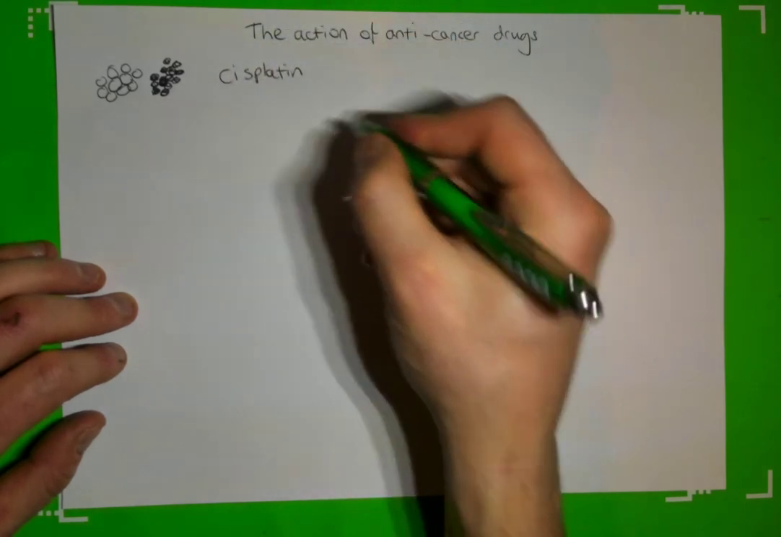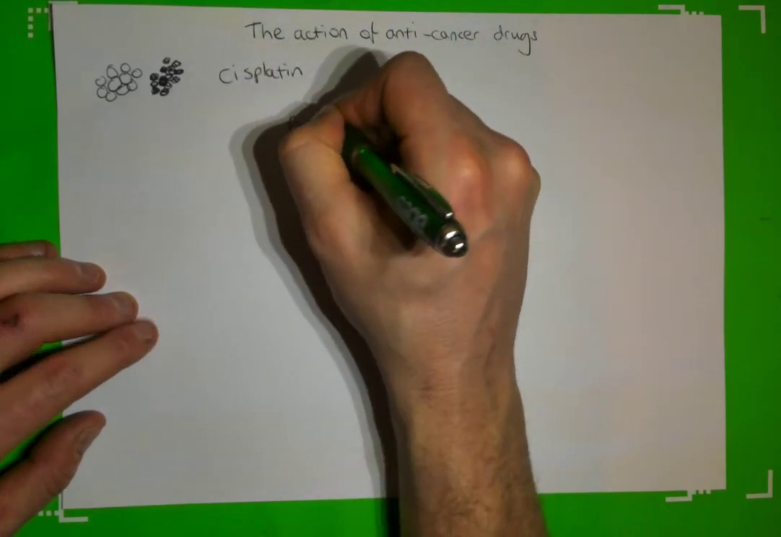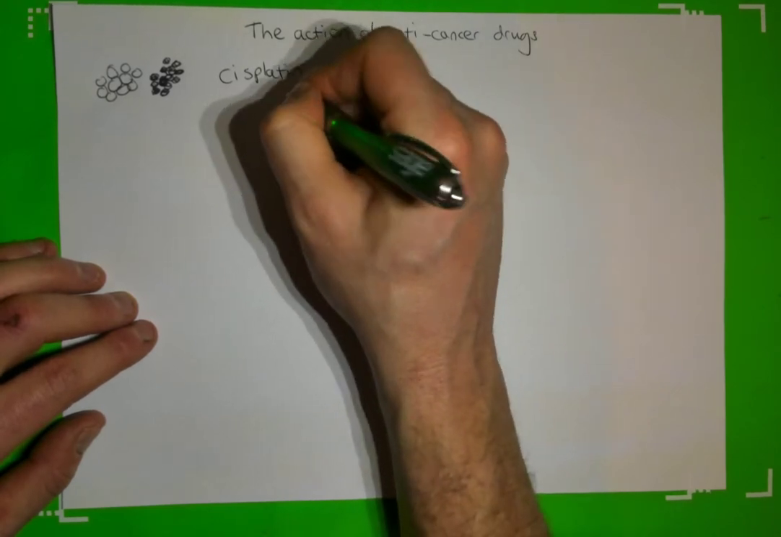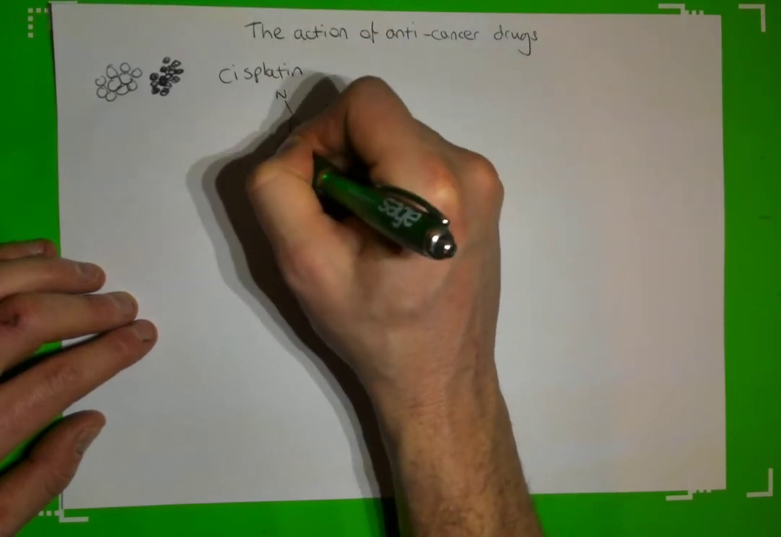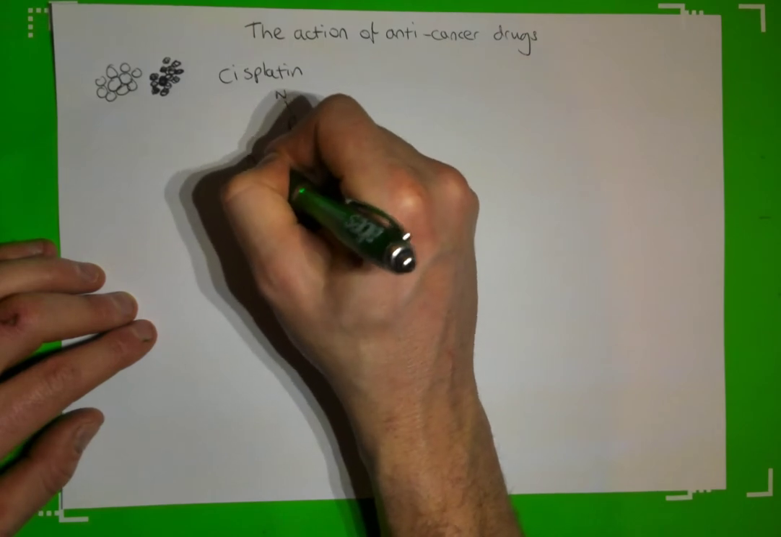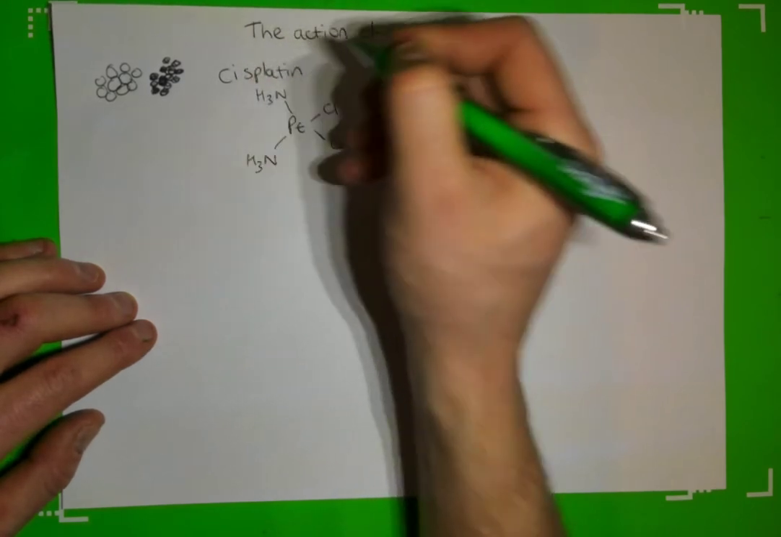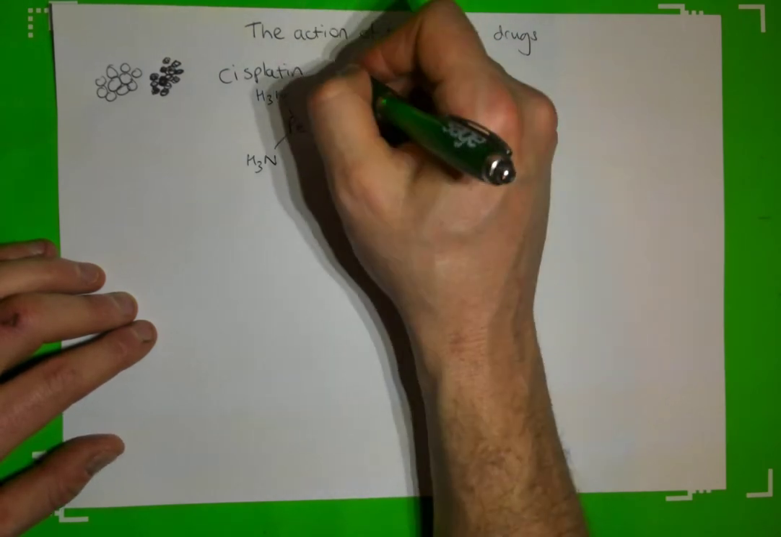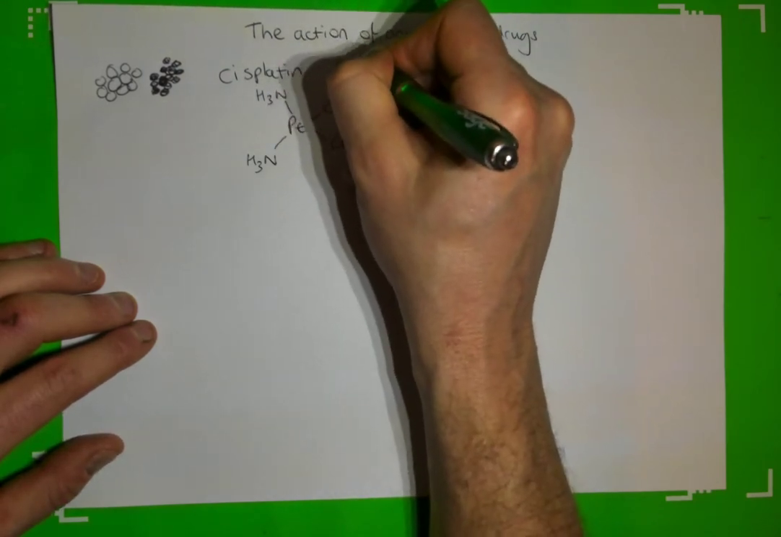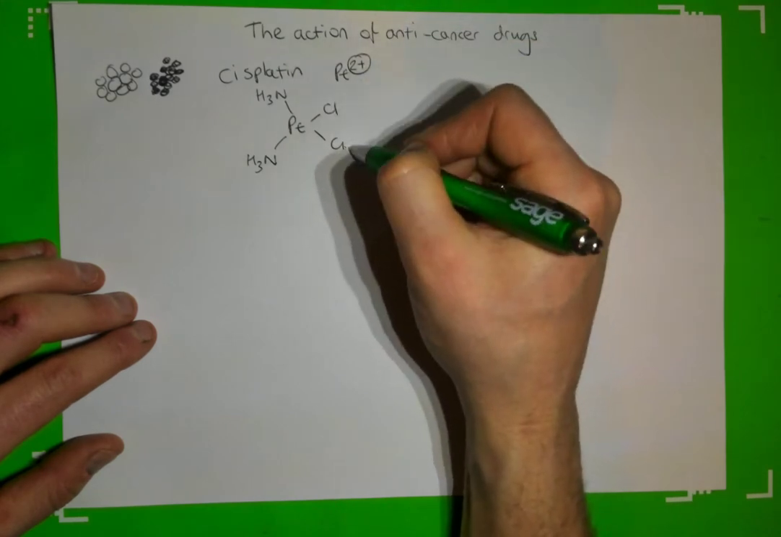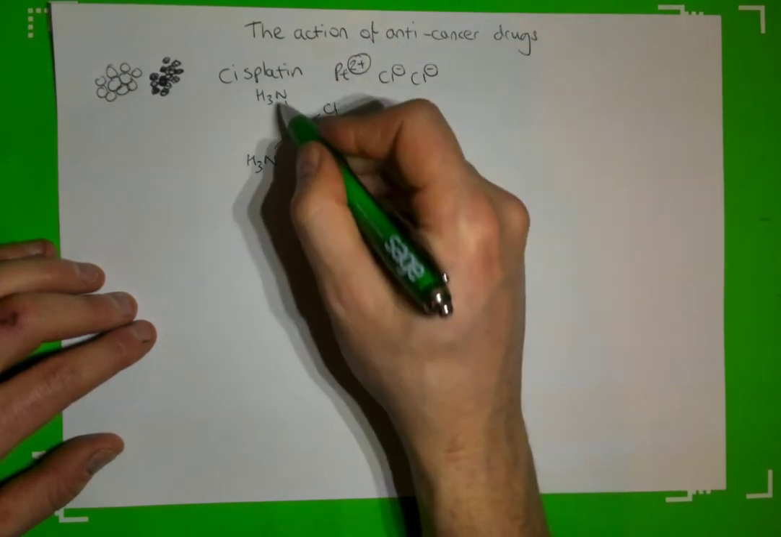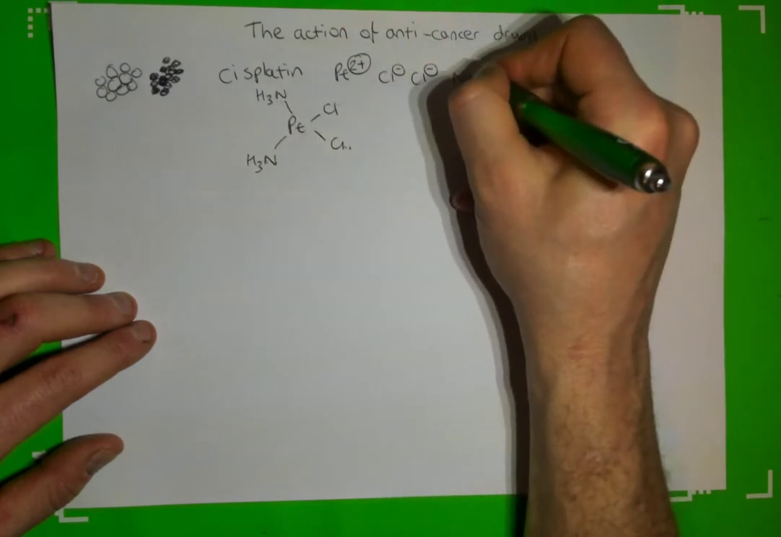So cisplatin looks like this. Cisplatin consists of platinum, which is platinum 2+, 2 chloride ligands, and 2 ammonia molecules.